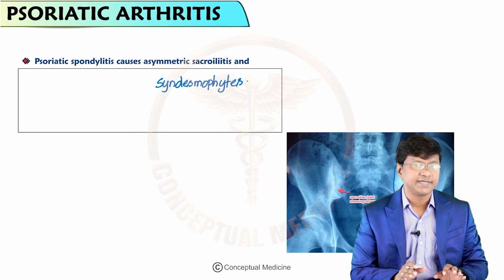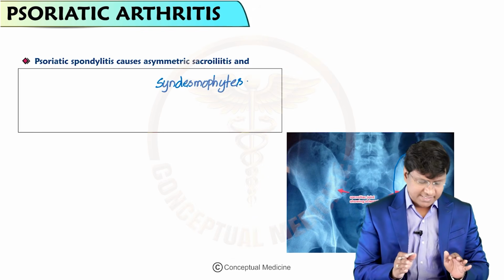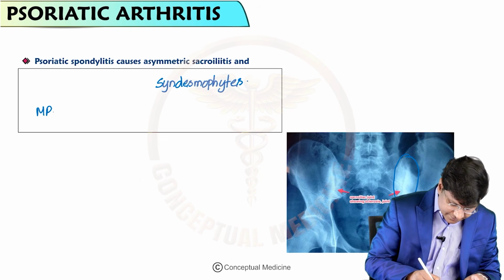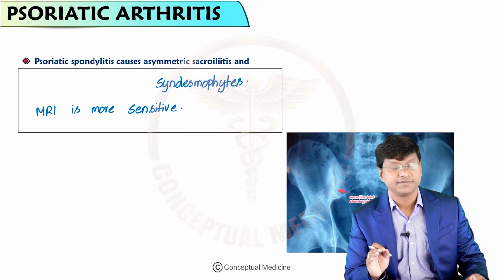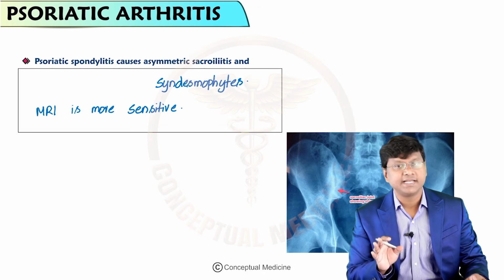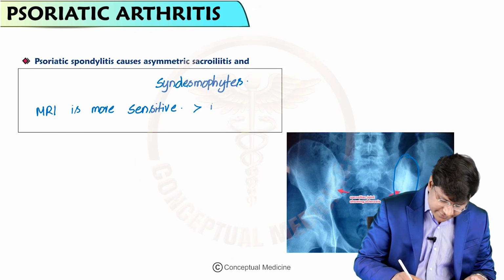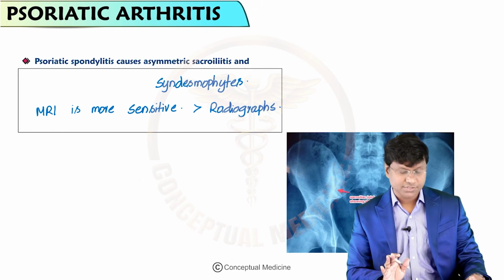In psoriatic arthritis, similar to ankylosing spondylitis, MRI is more sensitive in detecting the axial abnormalities compared to radiographs. So that is about psoriatic spondylitis.